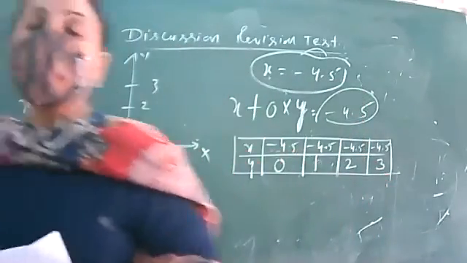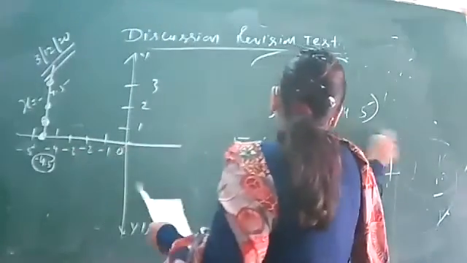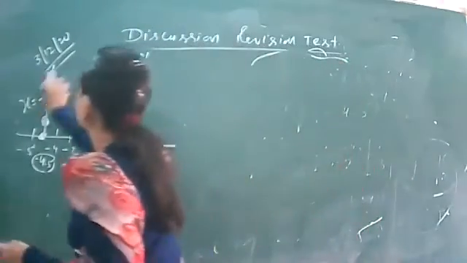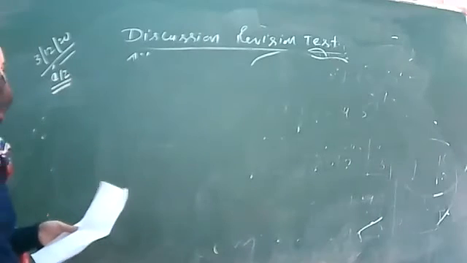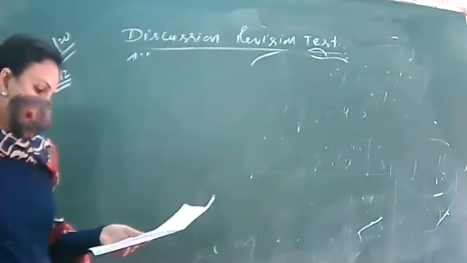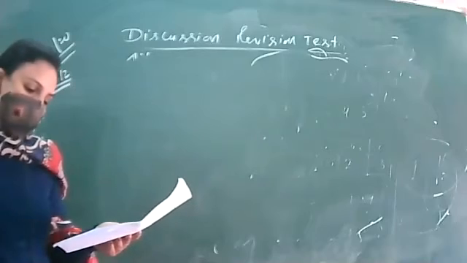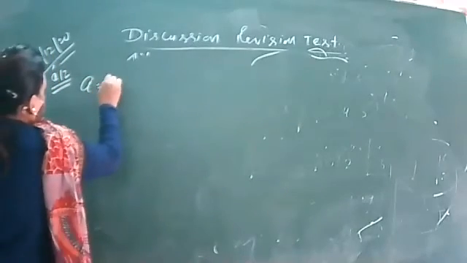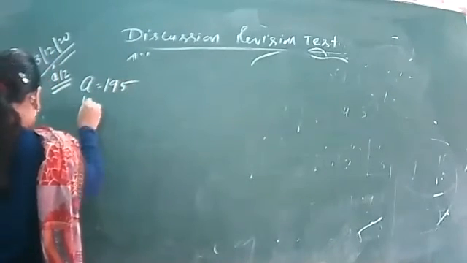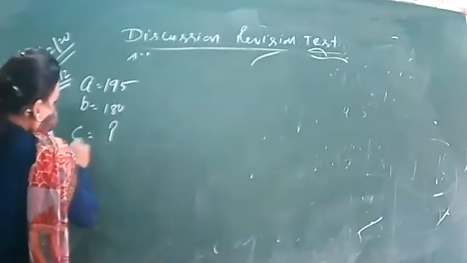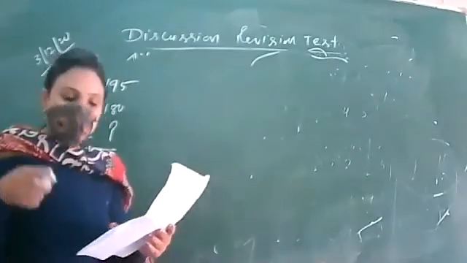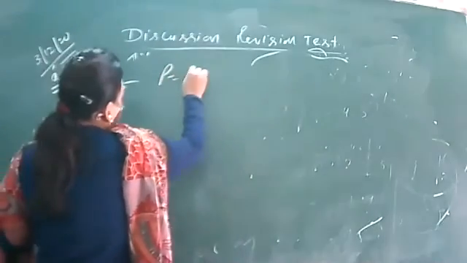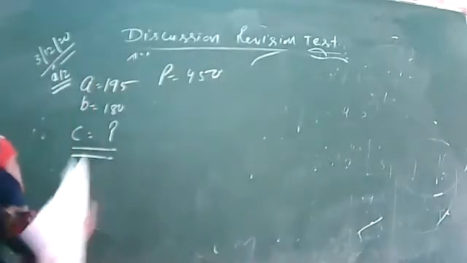Let us start with question number 12. Find the area of a triangle whose two sides are 195 and 180. The third is not known. If the third is not known, then there must be one clue to find it, and that clue is the perimeter is given. How to find the third side using this much information?